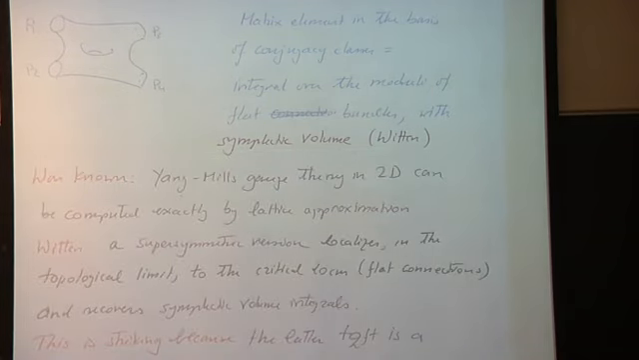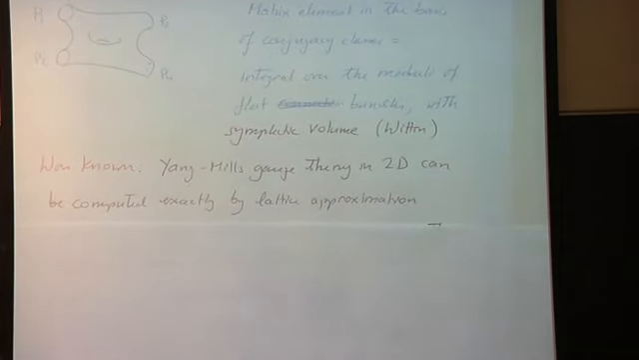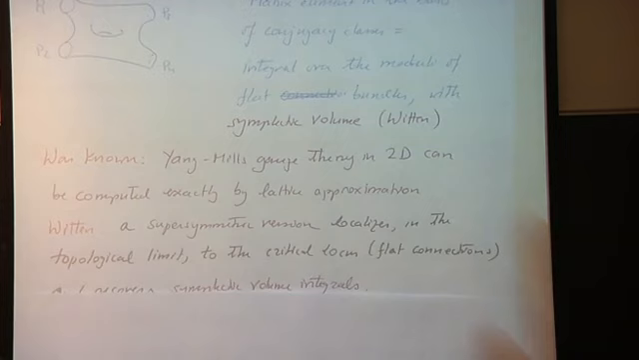And so what was known, and where the computation comes from, is that Yang-Mills gauge theory can be computed explicitly by lattice approximation. That's a prior result. Migdal, thank you, yes. And if you do the lattice approximation of Yang-Mills in 2 dimensions, it turns out to be exact, actually. So you don't even have to take limits and don't have renormalization problems.